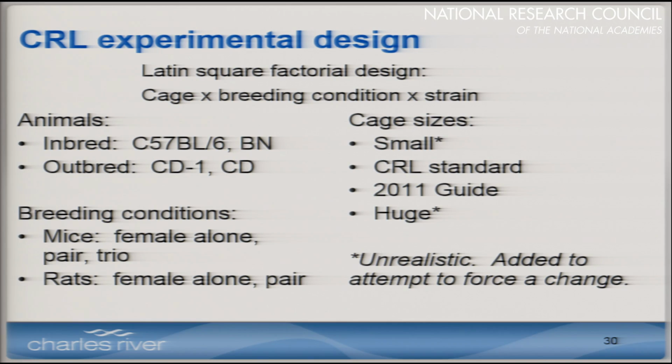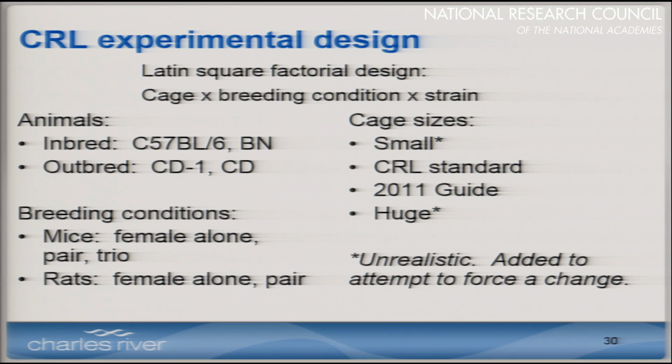So the female is alone most of the time. As a pair, matched one male to one female that are together consistently, including when the litter is present. And then a trio, one male and two females. Rats, we really only do two breeding schemes.